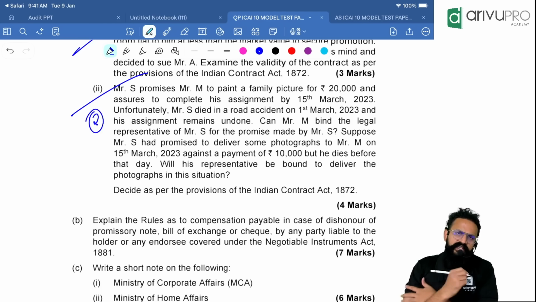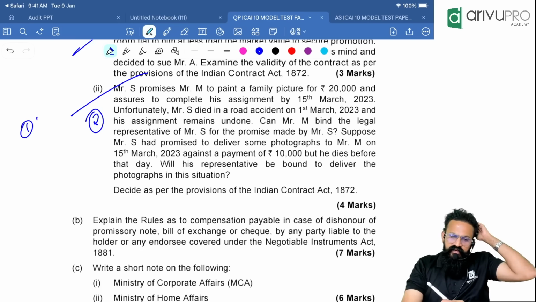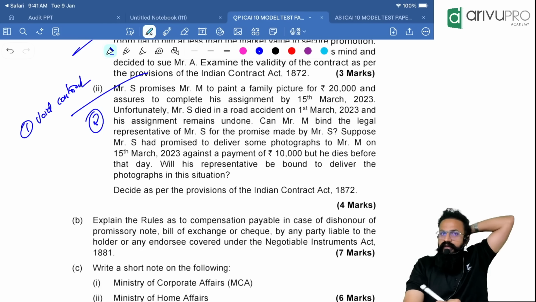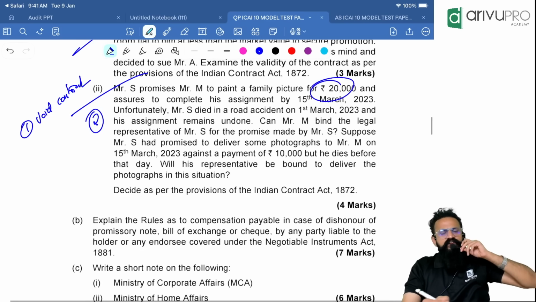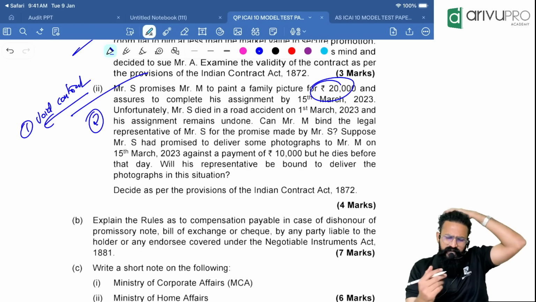Two questions are there. One, painting, which involves personal skill and talent. In such a case, if the promisor dies, the contract will die with him. The contract becomes a void contract. In that case, if 20,000 is taken, the legal representatives have to return the 20,000. But can you force the legal representatives to paint? How can they paint it?